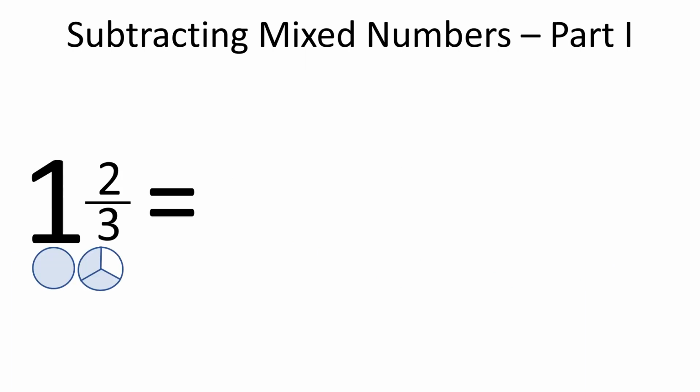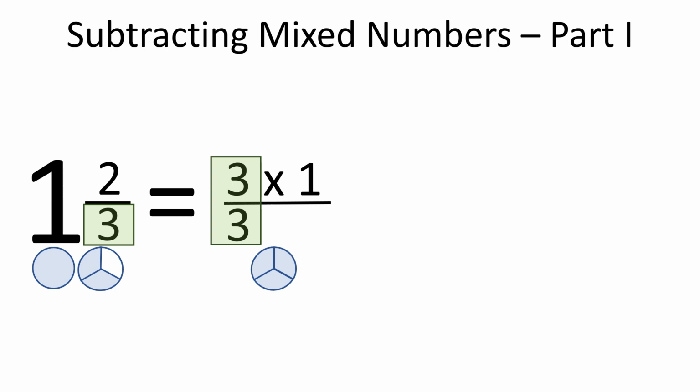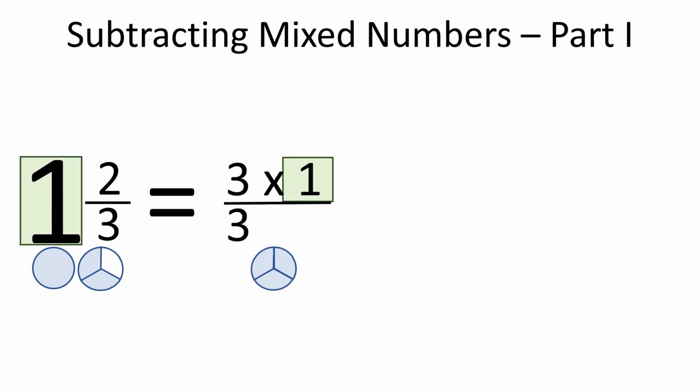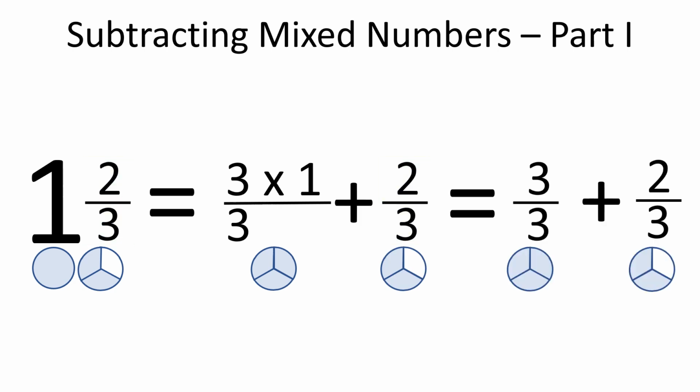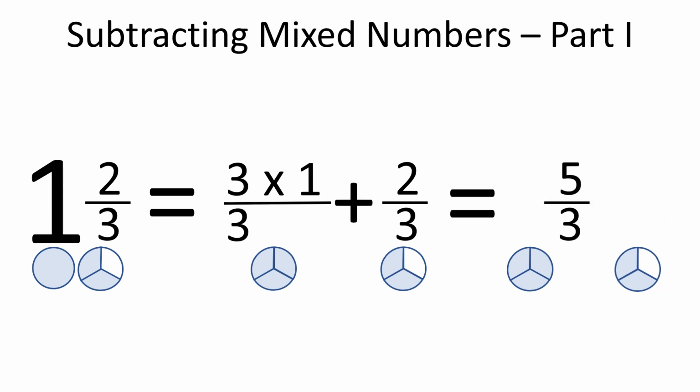Next, we have to represent 1 2/3 as an improper fraction as well. Here, the whole was also divided into 3 parts. So 1 whole is equal to 3/3. As we have 1 whole, we have to multiply the numerator by 1. And then we have to add 2/3 to that. So we have 3/3 plus 2/3, or 5/3 in total.